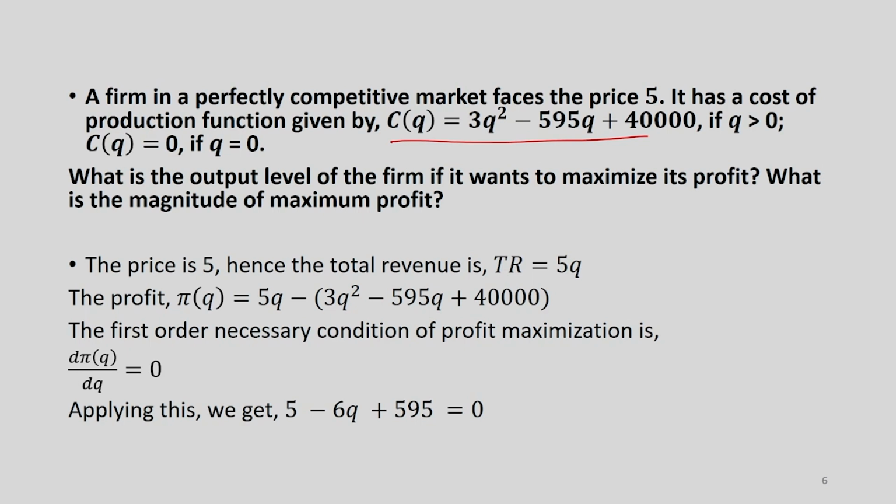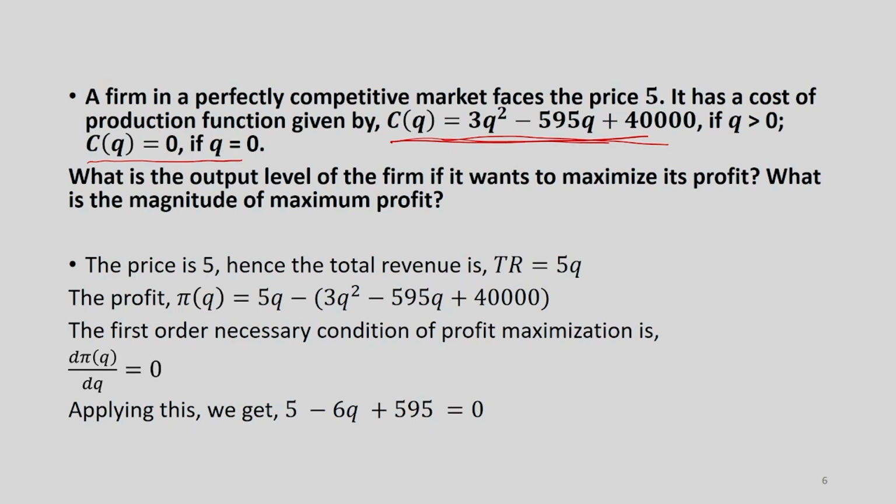The cost function is actually not a smooth function, because if you put q is equal to 0 in this form, then you get C of 0 is equal to 40,000. But actually it is specified that if q is equal to 0, C of q is not 40,000, it is 0. So you can see that the cost function is having a jump at q is equal to 0. It's not a continuous function.